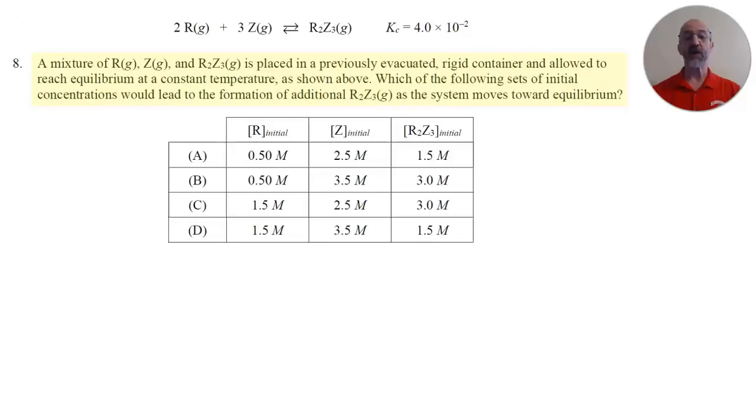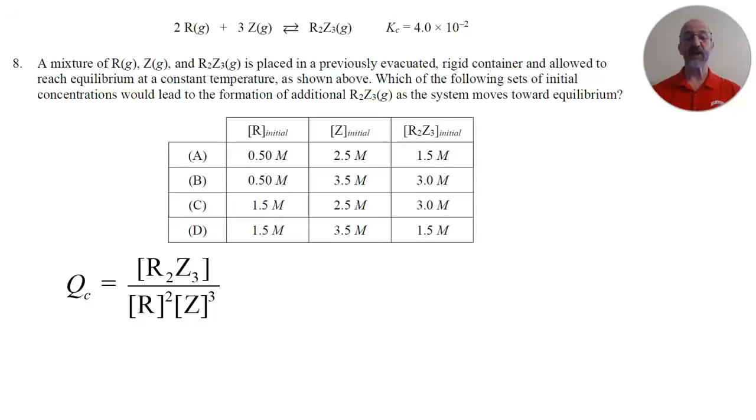Which of the following sets of initial concentrations would lead to the formation of additional product R2Z3 as the system moves toward equilibrium? So this is definitely a Q versus K kind of strategy. That's why I'm writing the equilibrium constant expression in terms of Q, because I do not know until I actually calculate Q and compare it with K whether there will be a net conversion from left to right or whether there will be a net conversion from right to left.